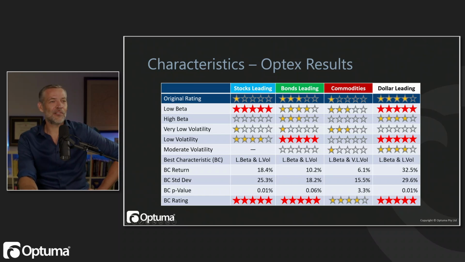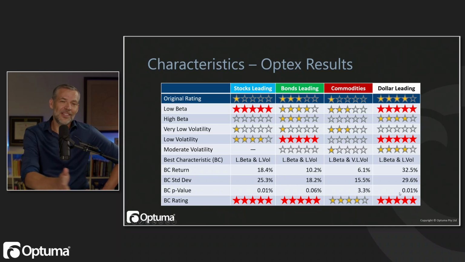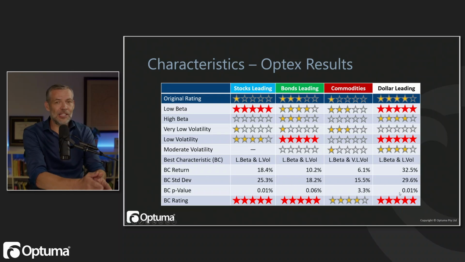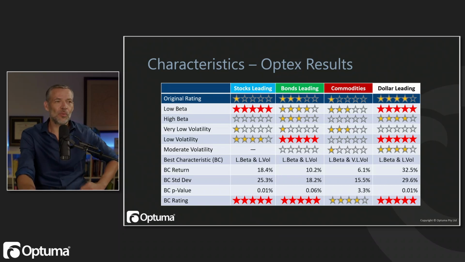But nevertheless, the best characteristic here for stocks, we can pretty much see that by the star ratings. It's going to be low beta and low volatility, and that's a 5-star result there. Again, 5 stars. Again, it's low beta, low volatility. Low beta, very low volatility in commodities was the better one. And then low beta, low volatility. Again, p-values are off the charts. That's so incredibly small. There's no doubt that this strategy is adding value at those times in that environment with those types of stocks. So again, that's what's really important.